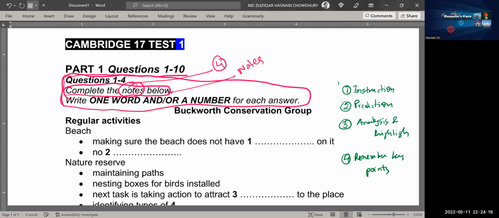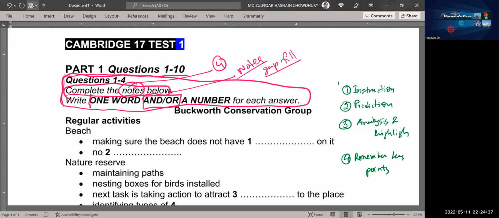The type of question is notes gap fill. And the third part is very important. Write one word and or a number for each answer. One word and or a number.